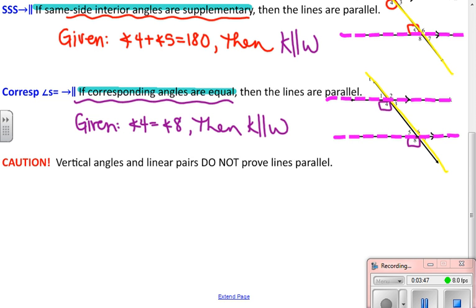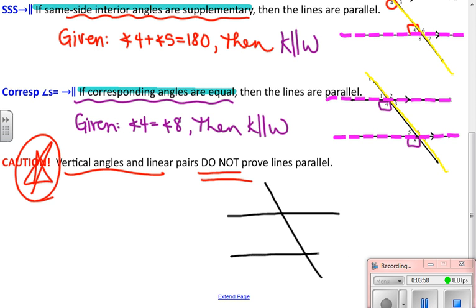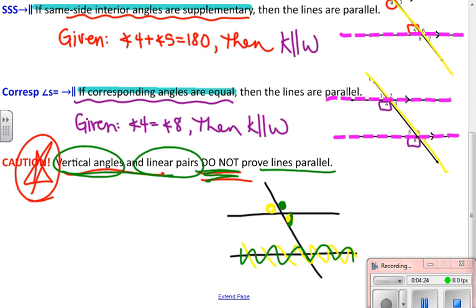Now, there's a big caution right here, and it's an important one. Vertical angles and linear pairs do not prove that lines are parallel. Remember we said in the previous lesson, it takes 3 pairs of lines to prove parallel and to form these angle pairs. If you are talking about vertical angles here and here, you don't know anything about this line down here. Or if you're talking about a linear pair here and here, you don't know anything about that line down there. So vertical angles and linear pairs never prove anything about parallel lines. So don't fall into that pit trap.